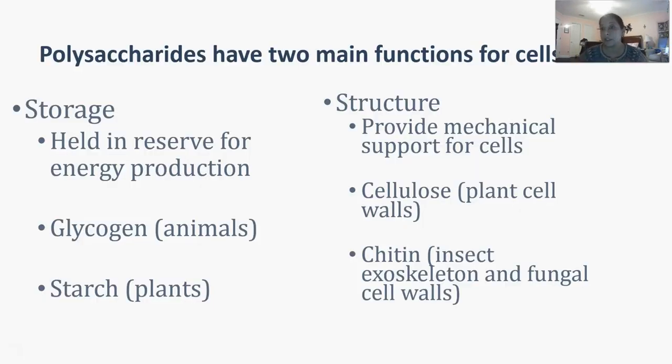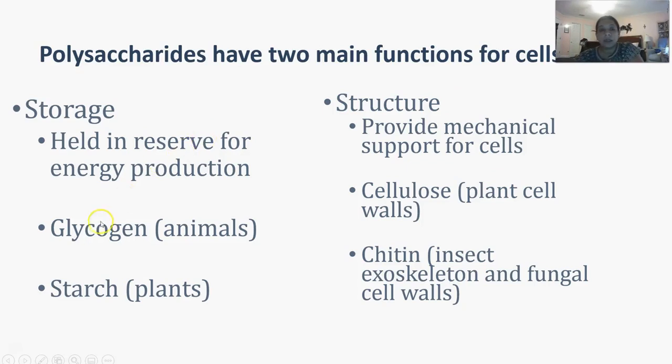They have many functions. So now you can have a disaccharide. You can also have longer chains of sugars, multiple monomers coming together to create a longer chain. They have two main functions in the cell. One is storage and the other is structure. They are held in reserve for energy production. Glucose, the monomer, is used for actual energy production.